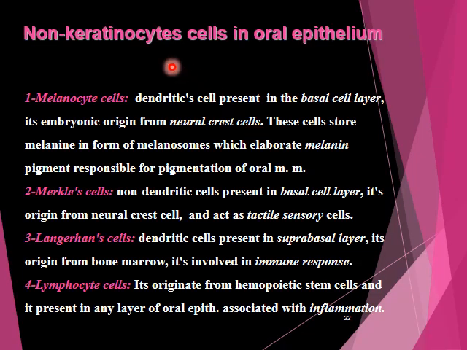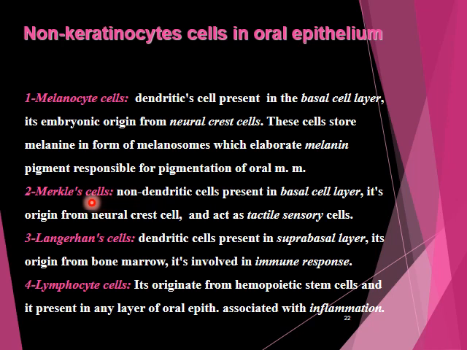We have non-keratinocyte cells in the oral epithelium, which include 4 cell types and represent 10% of the cells in the oral epithelium, as we said before. These cells include melanocyte, Merkel cell, Langerhans cell, and lymphocyte. Melanocytes are dendritic cells present in the basal cell layer of the oral epithelium. Their embryonic origin is from neural crest cells. These cells store melanin in the form of melanosomes, which elaborate melanin pigmentation responsible for pigmentation of the oral mucous membrane.